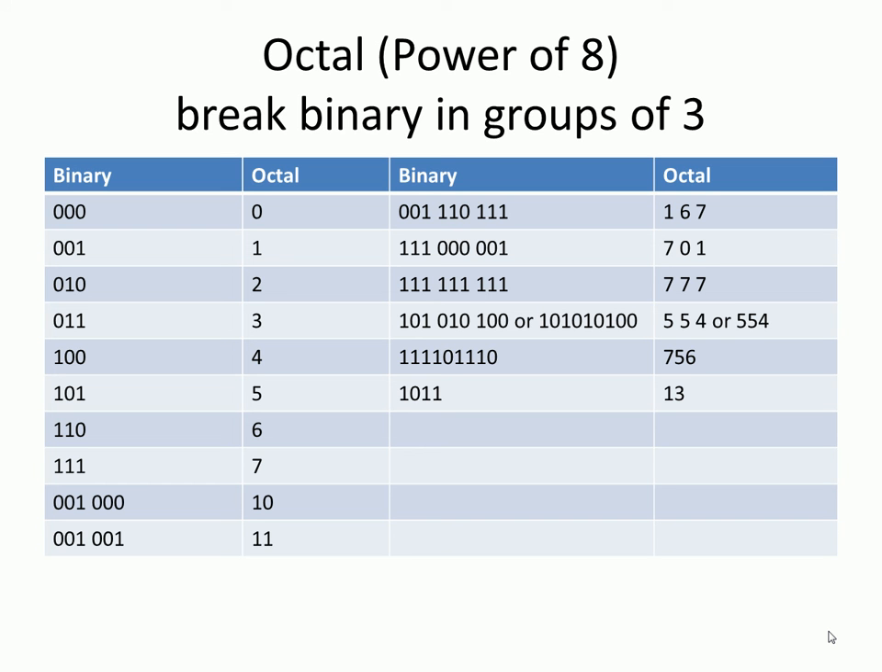So if you look at these first 7 numbers, that's every possible combination of zeros and ones we could have. There's no other way to do it. So that's why octal works in 3s.